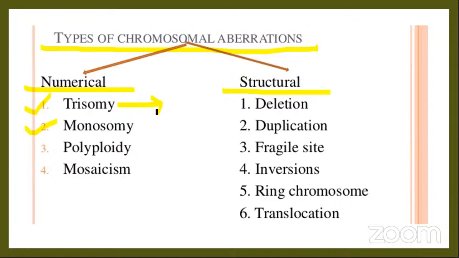Under the trisomy condition, the state will be 2n plus 1. That means one more chromosome is added. So the healthy number of chromosomes is 46. In this trisomy condition, people will have 47 chromosomes. And monosomy, that means we must have two chromosomes as a set in pairs.